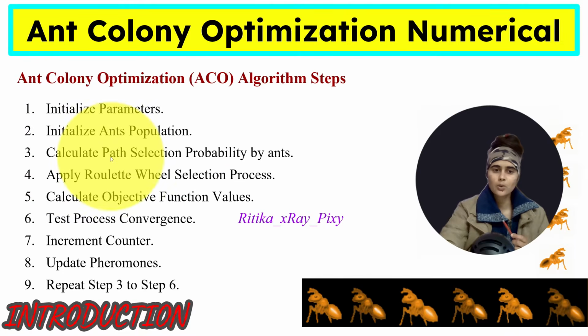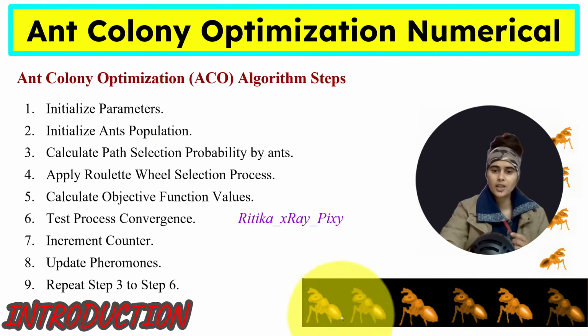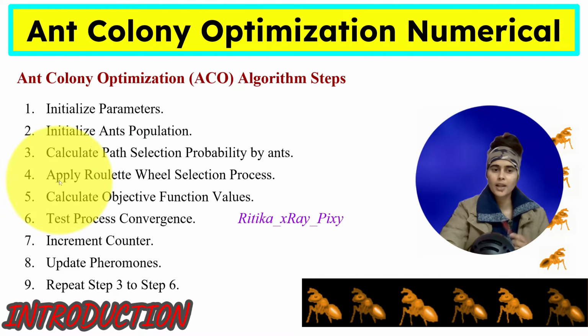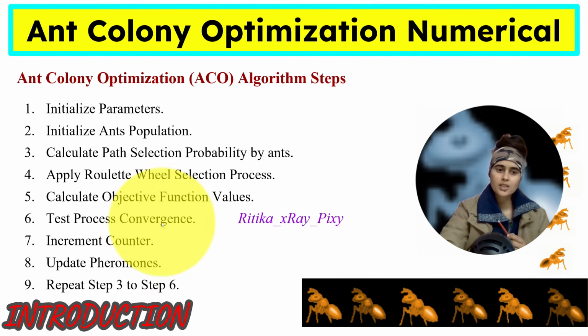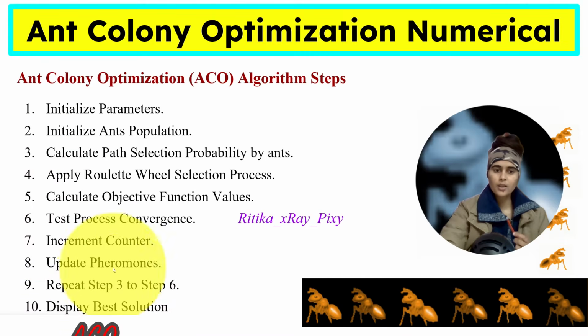After that, calculate the path selection probability by ants. Then we will apply the roulette wheel selection process for the path selection. After that, we will calculate the objective function value for each ant, and then we will test the process convergence. If there is no convergence, increment the counter, update pheromones, and repeat steps from 3 to 6. If there is convergence, then display the best solution that you found.